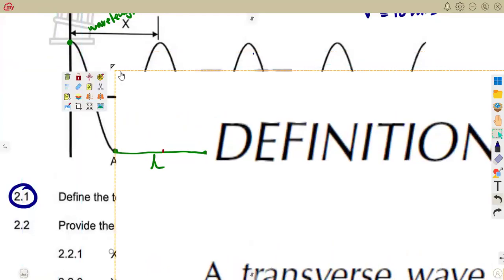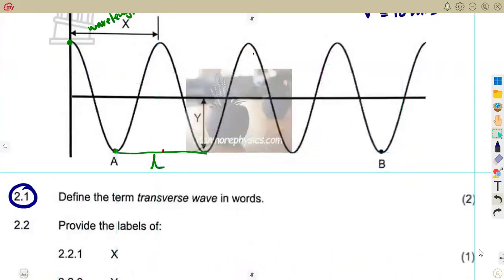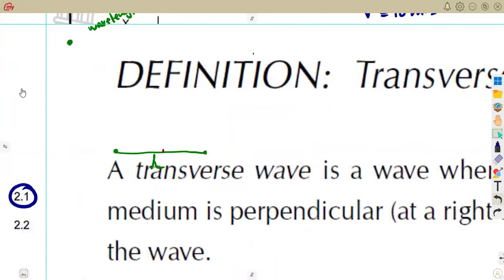Why is it big like this? I just hope it's not going to affect us, guys. So it's just like this.